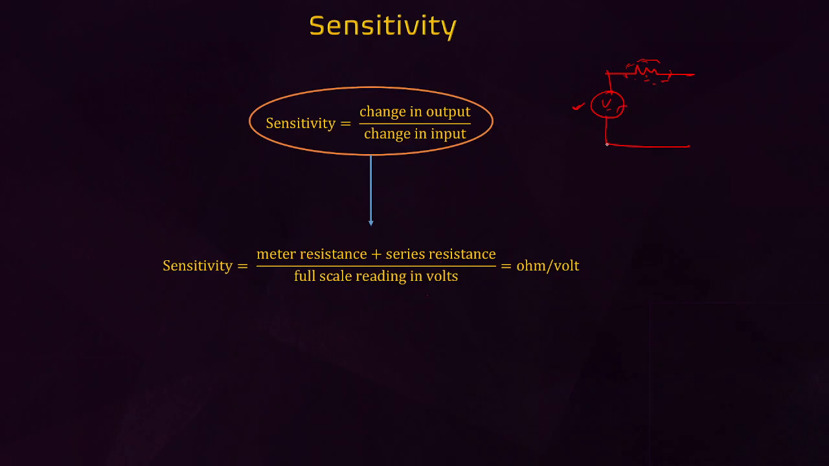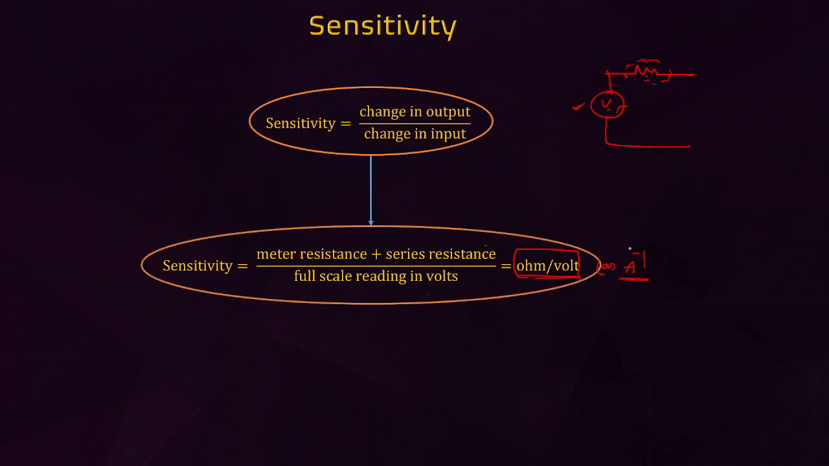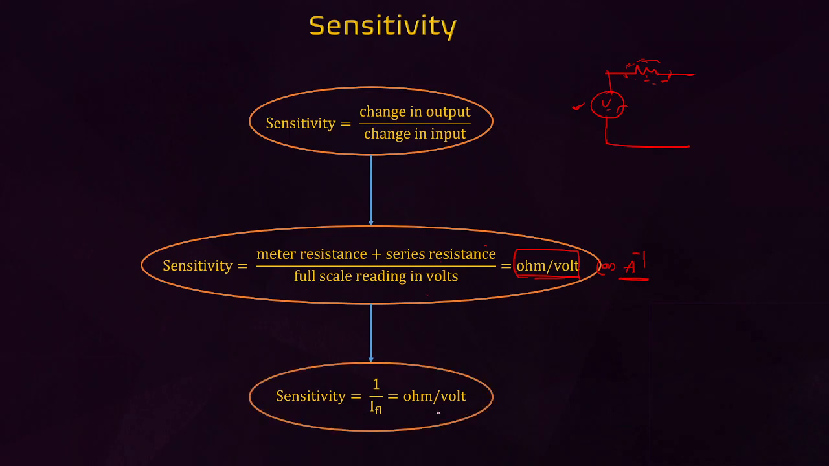So we can define the unit as ohm per volt, or as we already said, it is ampere inverse. Fine. Now simplifying, we will get sensitivity equal to 1 by full scale current. It is equal to ohm per volt or ampere inverse. This is how we define sensitivity.